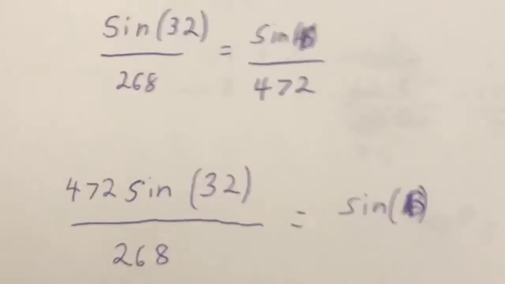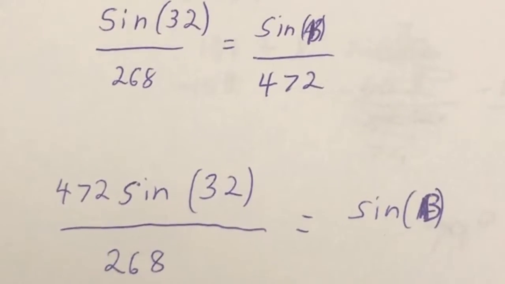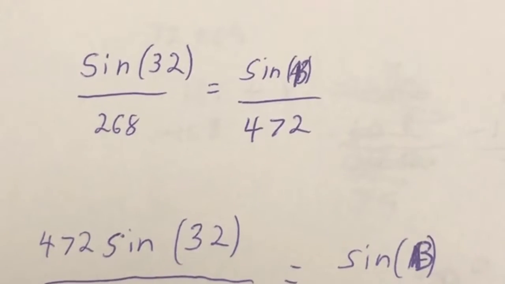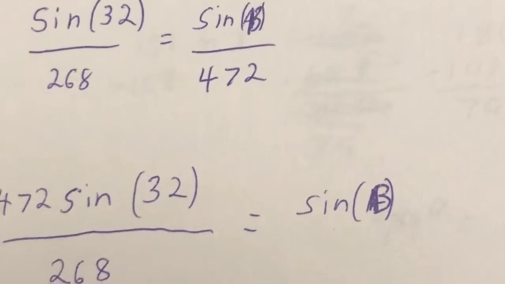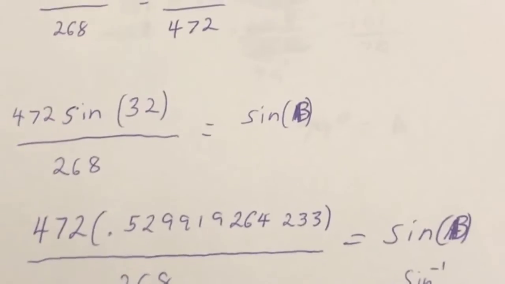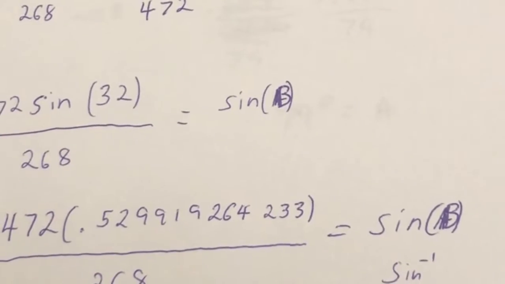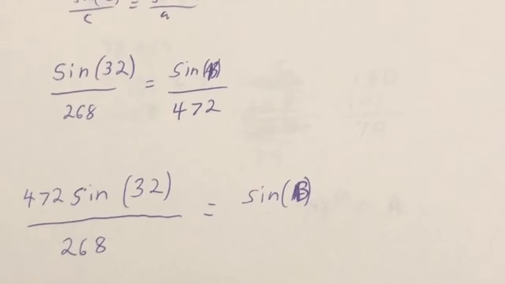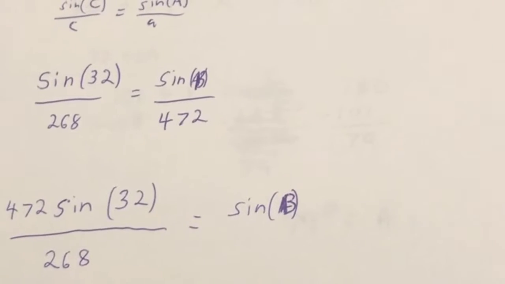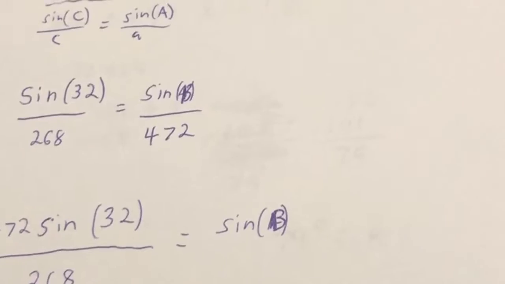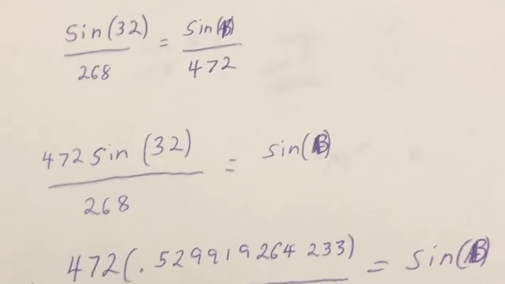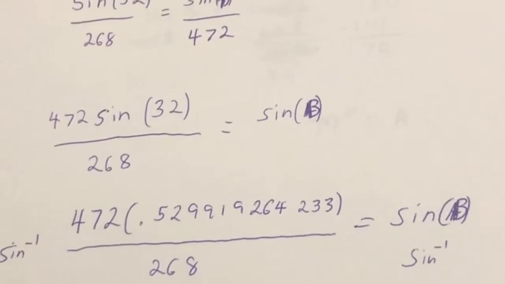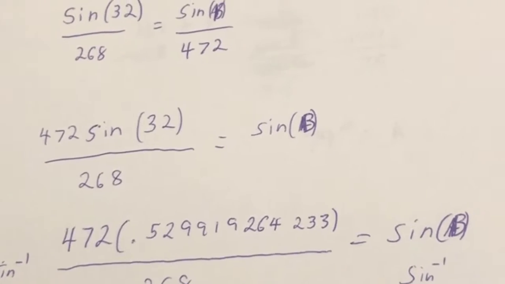After that process, we move over the 472 to the top of the left side of the equal sign, which is 472 sine 32 over 268. After that, I just calculated the rest of that problem because it equals sine A. Sine A equals 472 times 0.529991, all those numbers, divided by 268. Then you have to move the sine over, which is arc sine, which plugged into the calculator equals 69 as our second angle.